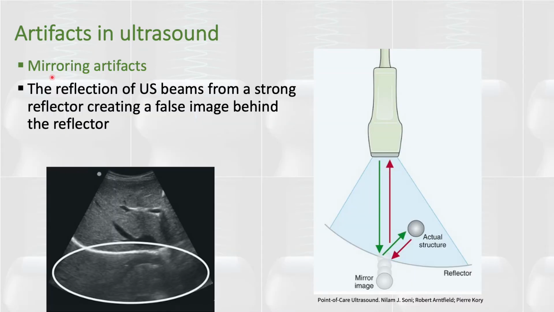Another artifact is called the mirror artifact, and these are usually reflections of the ultrasound beam from a strong reflector. In this case here, for example, you see the liver. This is the strong reflector surface, which is the diaphragm. So when this highly reflective structure reflects the ultrasound beam back to the probe, it might create a mirror image beyond that highly reflective surface. So again, this is a schematic representation of this.